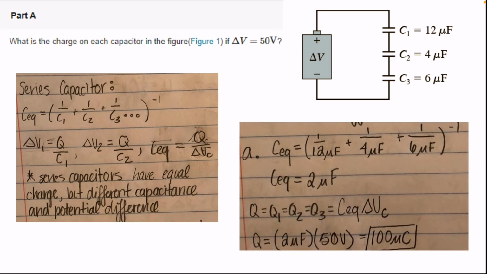So the first thing we want to do is solve for CEQ, which all you have to do is use that equation on the left and plug in the values, and we get a CEQ of 2 microfarads.